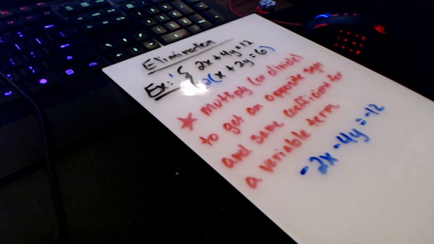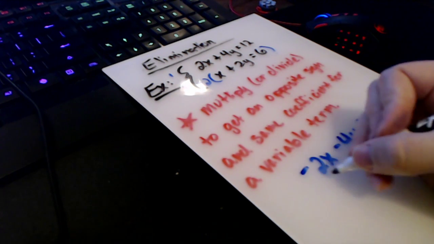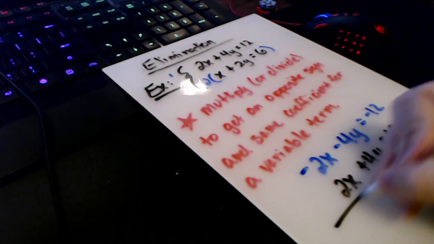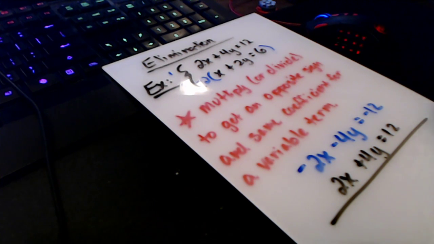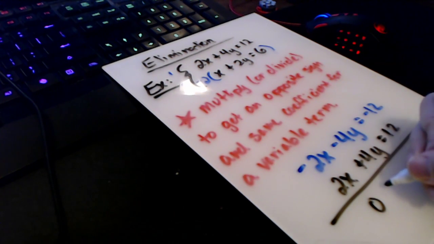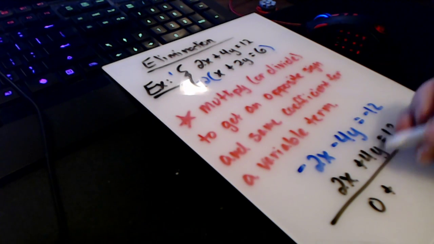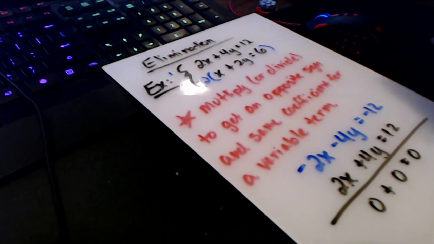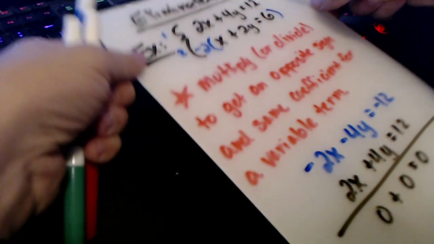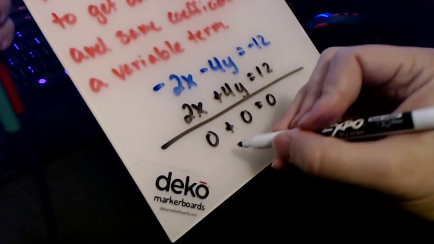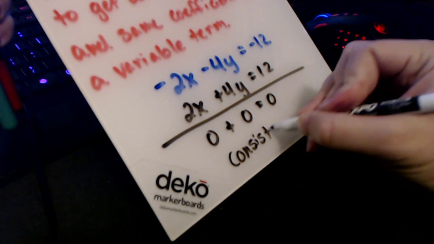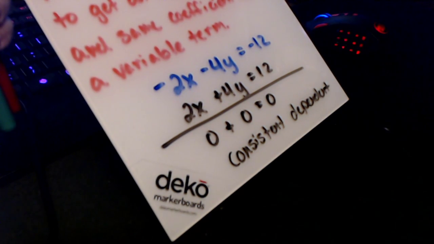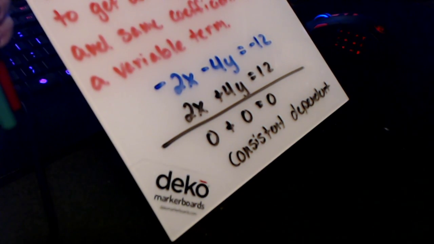The idea of elimination is I take that original equation, which was 2x plus 4y equals 12, and I change it into a giant addition problem. So negative 2x and 2x gives me 0, plus negative 4y plus 4y gives me 0, equals negative 12 plus 12, which equals 0. And as soon as that happens, in other words, they're the exact same equation, I'm back down here and I say, hey, consistent dependent, which in my opinion is a much faster solution to our problem.